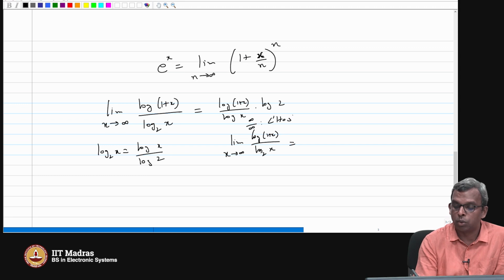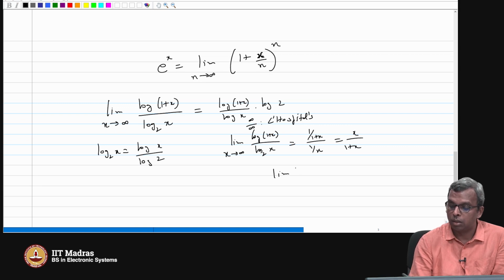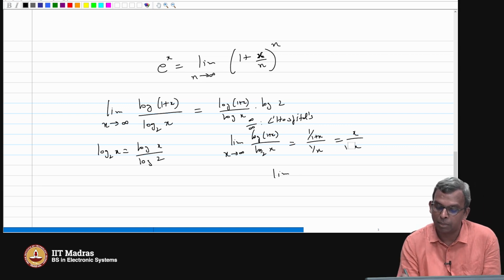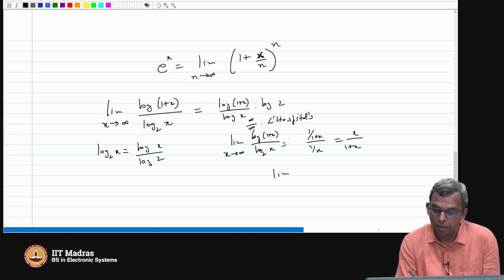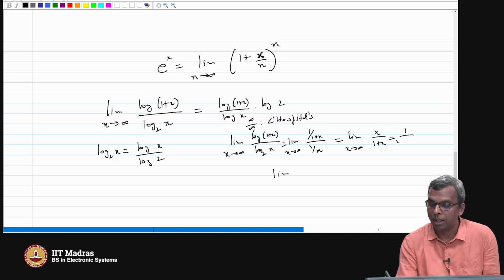So I use L'Hopital's rule. I get the derivative there, 1 by (1 + x) by 1 by x, and that is just x by (1 + x). I keep forgetting to write the limit, so let me write it carefully. Limit as x tending to infinity of x by (1 + x), and that is going to go to 1 by (1/x + 1), and as x tends to infinity, this will go to 1.